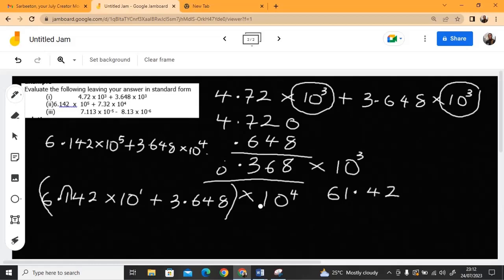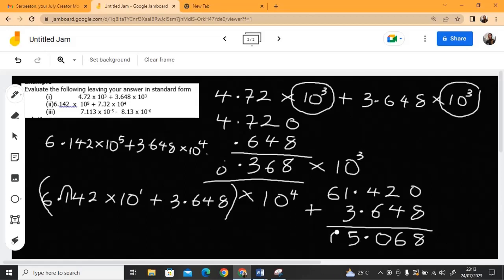61.42. Then you are adding 3.648 plus 3. In addition, the points have to be aligned. 6, 4, 8. Now I told you there you put 0 here. So when you add them up together, 8 plus 0 is 8. 4 plus 2 is 6. Now 6 plus 4 is 10. You write 0, you keep 1. 1 plus 3 is 4, plus 1 is 5. Then you have 6, right? So this is what you have.